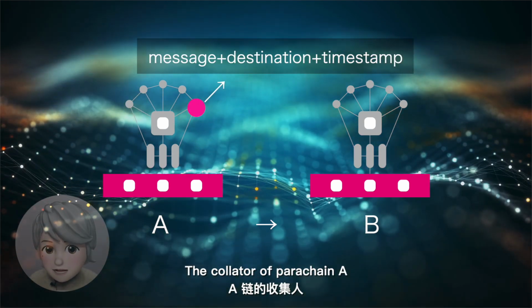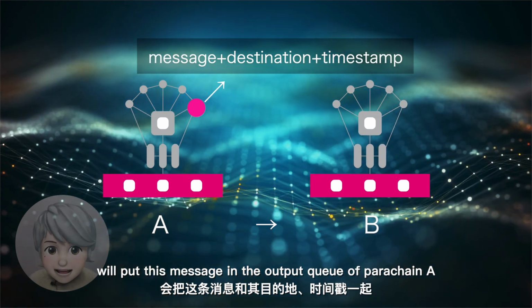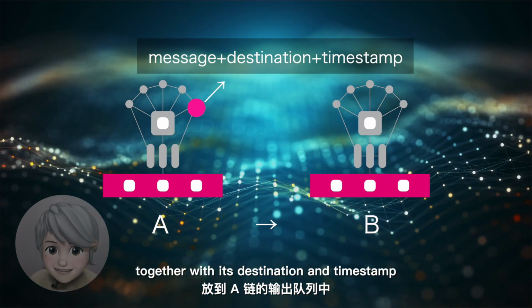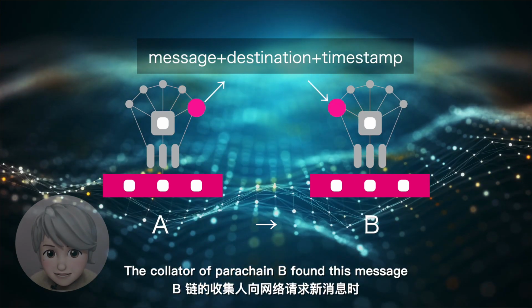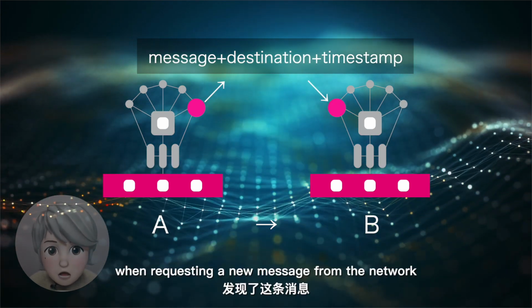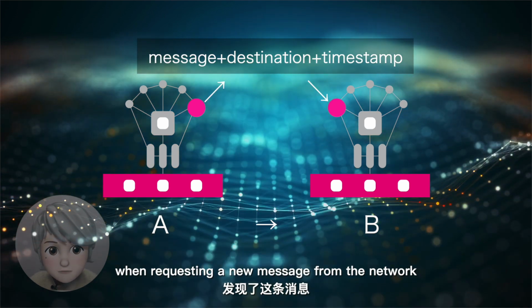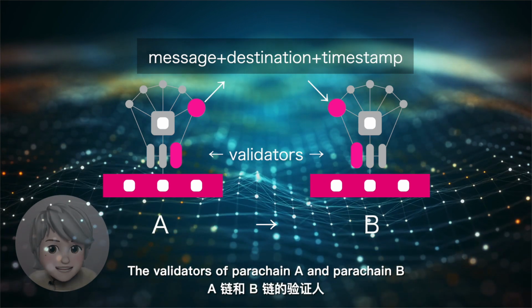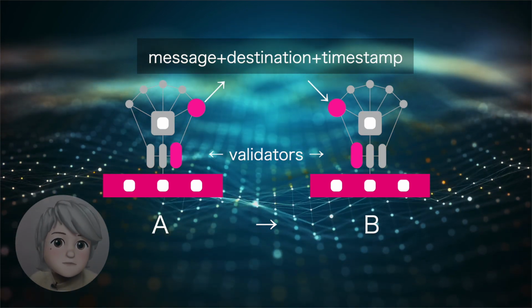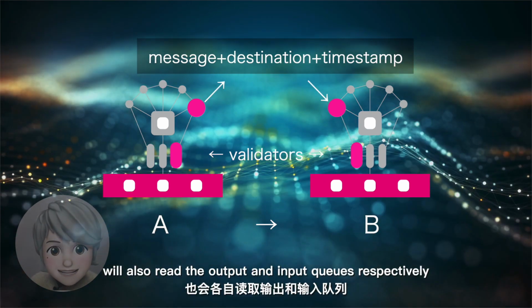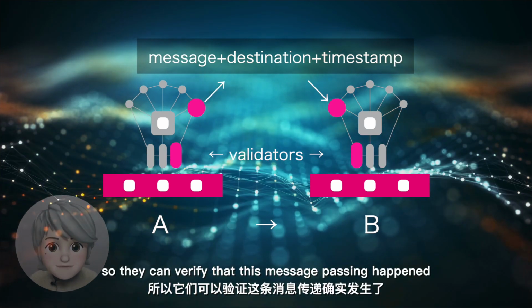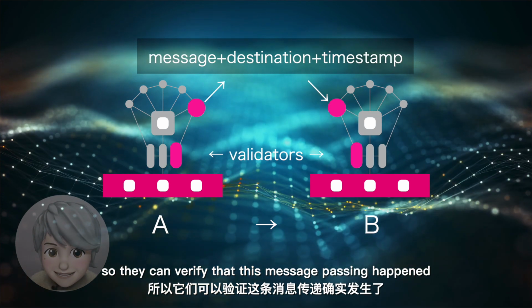The collator of parachain A will put this message in the output queue of parachain A together with its destination and timestamp. The collator of parachain B found this message when requesting a new message from the network and then put it in its input queue. The validators of parachain A and parachain B will also read the output and input queues respectively, so they can verify that this message passing happened.